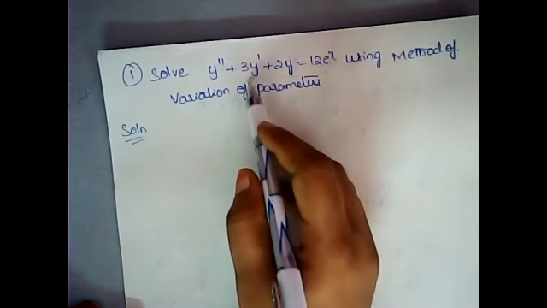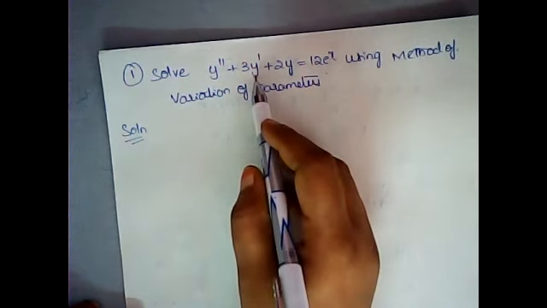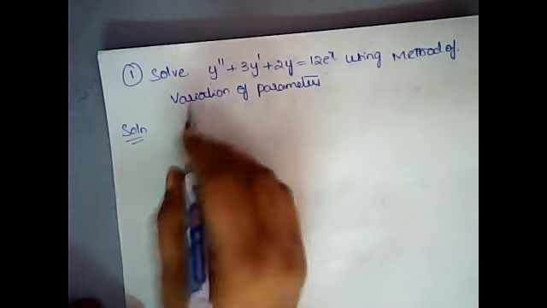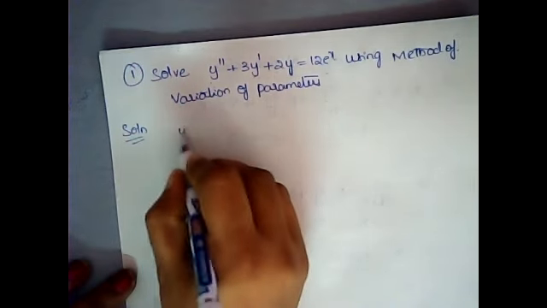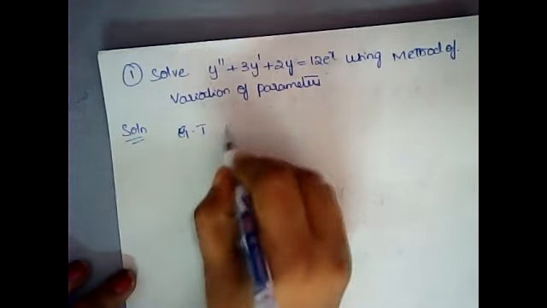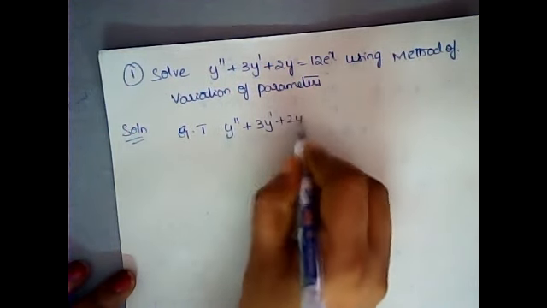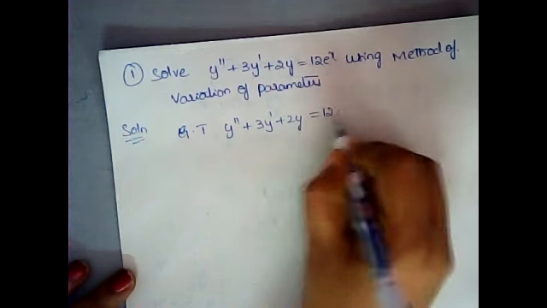So what is y dash here? y dash is nothing but dy by dx. And what is y double dash here? d square y by dx square. Means the given equation is y double dash plus 3y dash plus 2y is equal to 12 e power x.